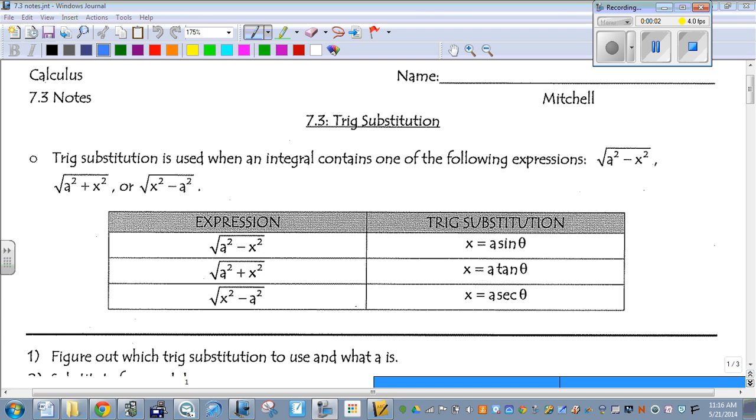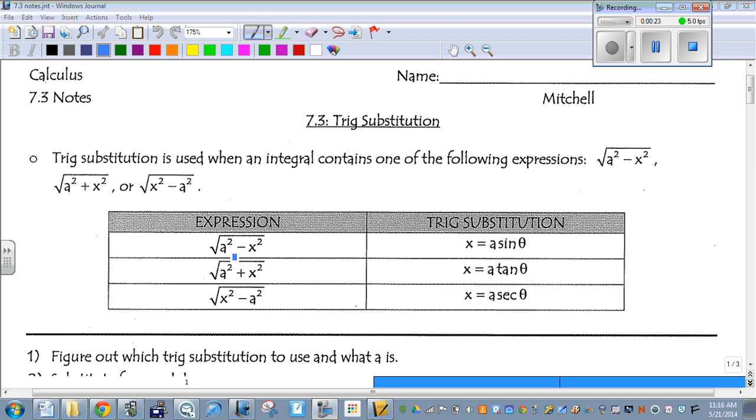Today we're going to look at some problems where we have to use trig substitution to take the antiderivative of an integral. So with trig substitution we're going to see one of three things: square root of a squared minus x squared, square root of a squared plus x squared, or square root of x squared minus a squared, somewhere in the integral. And right here is kind of a key.